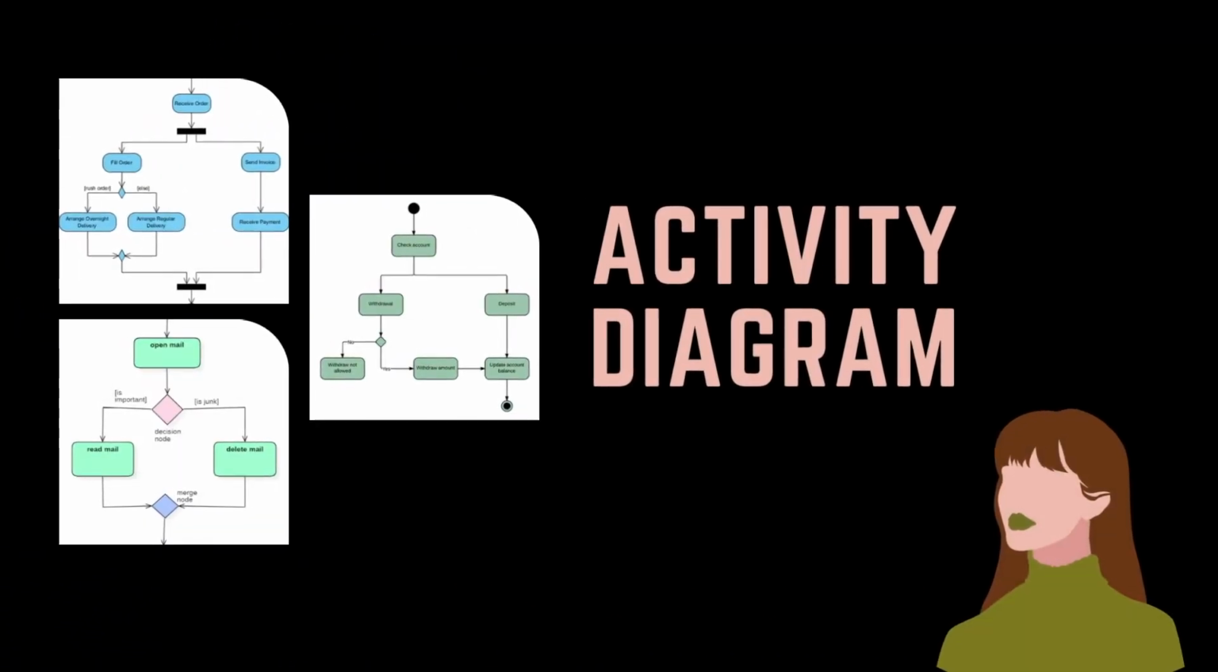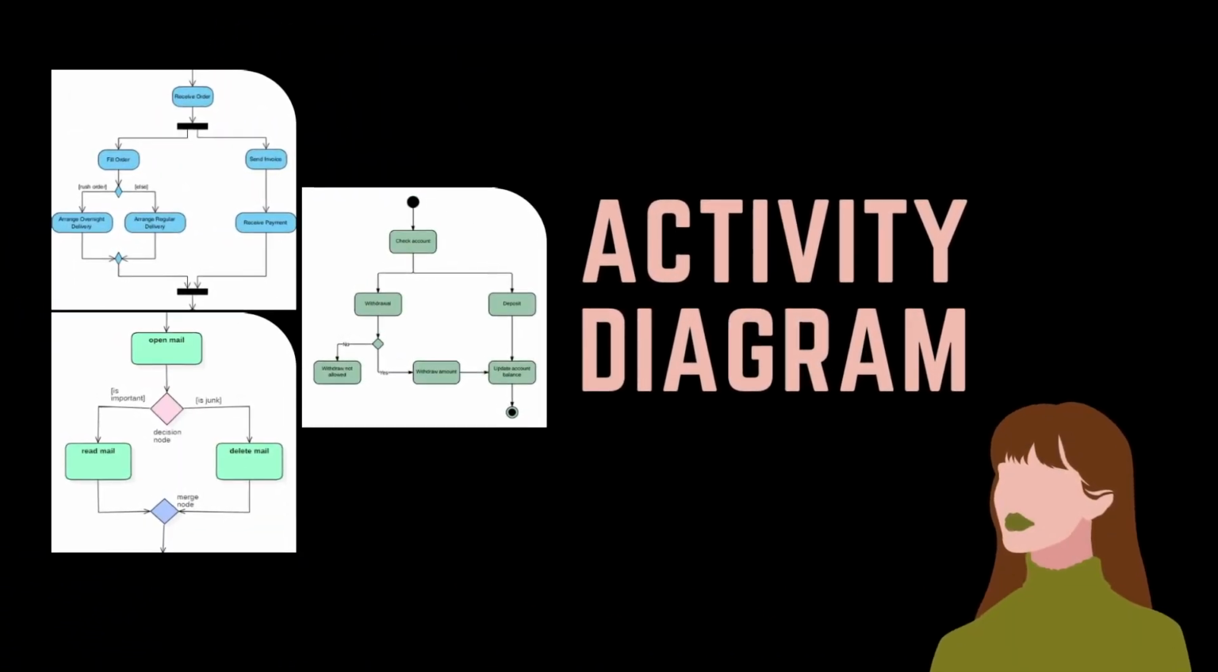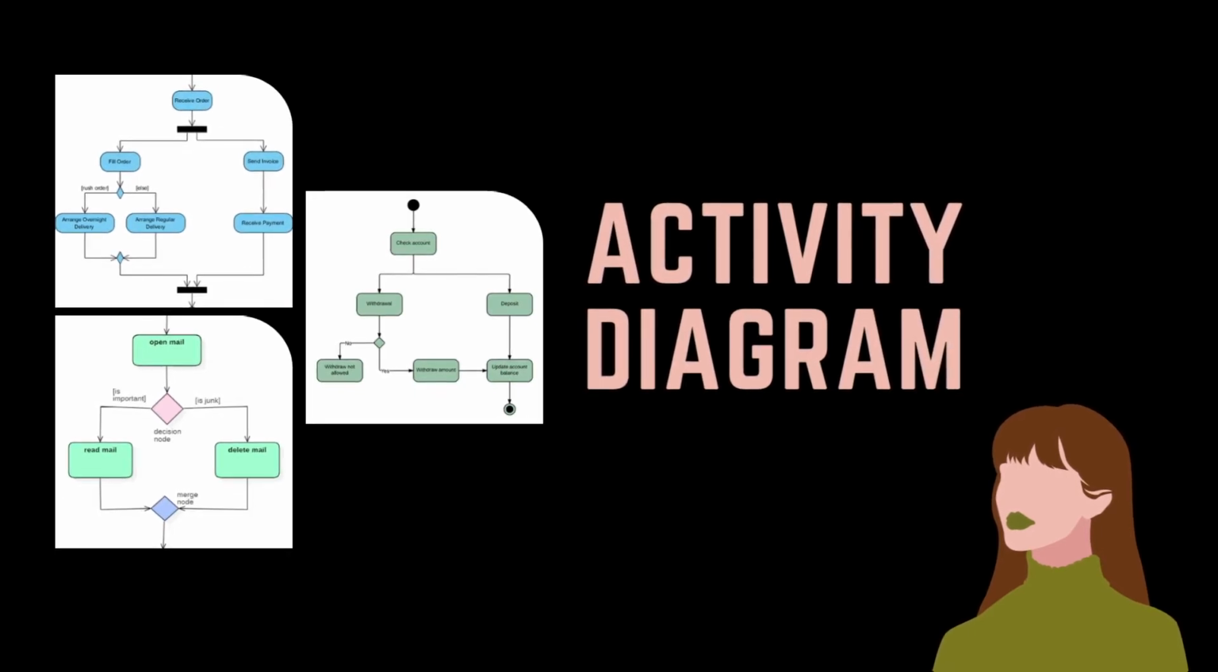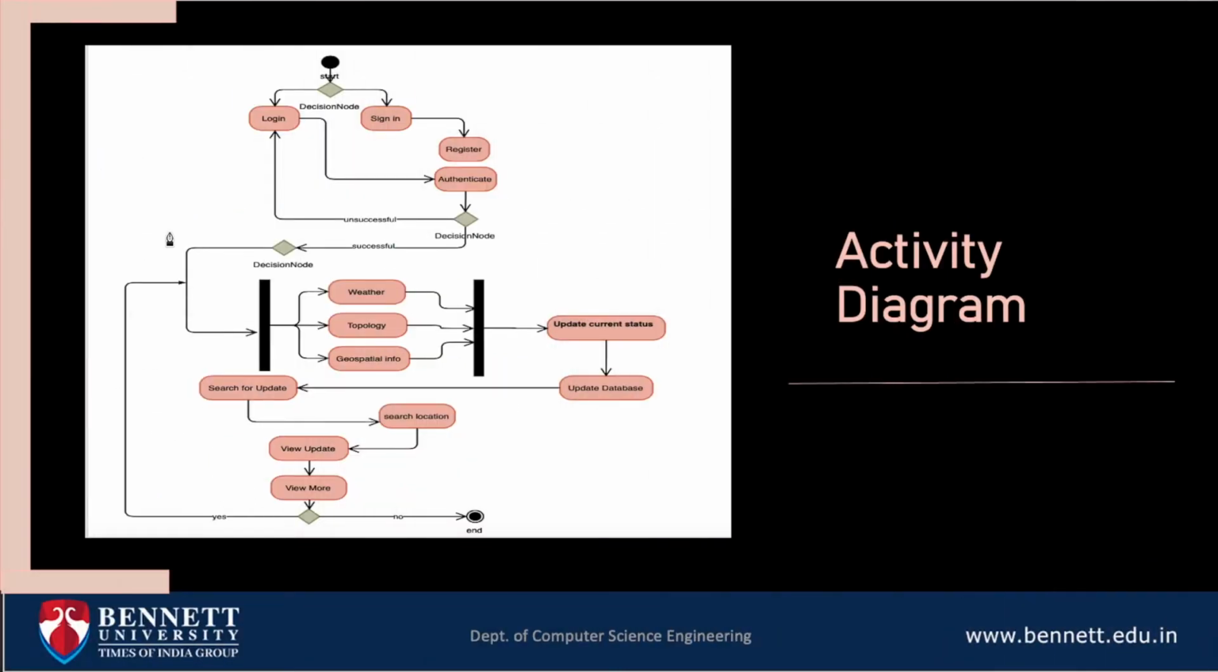Before explaining the activity diagram of our model, let's know what an activity diagram is. It is a diagram that shows activities and actions to describe workflows. In UML, an activity diagram represents the business and operational step-by-step workflows of components in a system. An activity diagram shows the overall flow of control. Now let's discuss the activity diagram of our model.